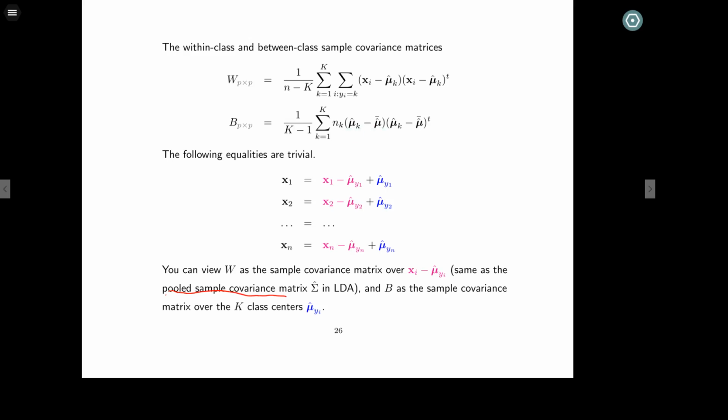And you can think about W and B in the following way. First, we have the following trivial equality. Every observation xi, which is a p-dimensional vector, can be trivially represented as xi minus its own class mean, plus its own class mean, right? So now you can think of the within class variance W as the sample covariance over those purple points, and the between class covariance matrix B as the covariance among those blue points.